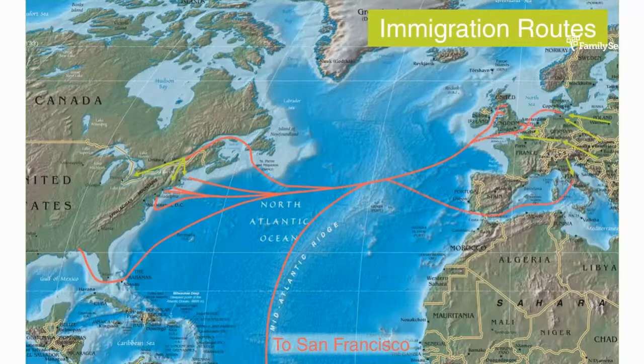And then there were people who would sail from Europe to England, cross England, and then sail out of England. So there might have actually been two parts of their immigration journey there. So keep that in mind. There's not just one immigration route to the United States.